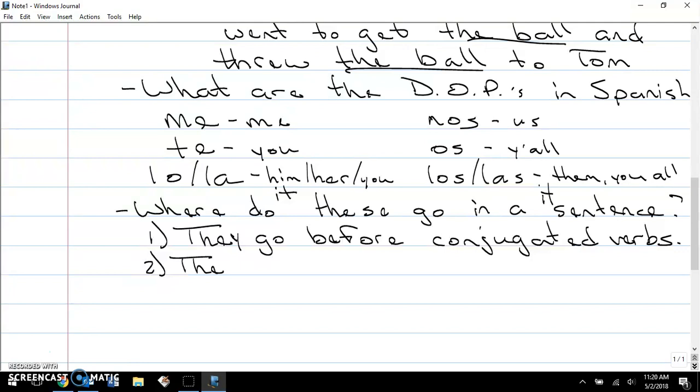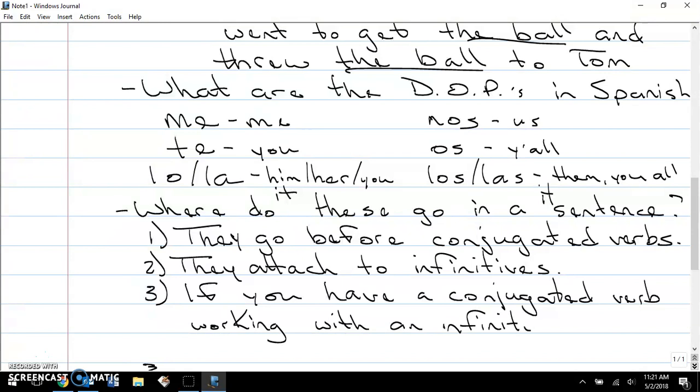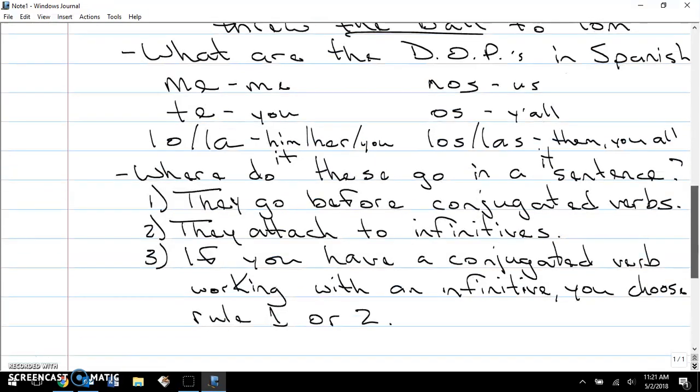Number 2 is they attach to infinitives. And then number 3, if you have a conjugated verb working with an infinitive, you choose rule 1 or 2. Okay, so now let's show some examples.